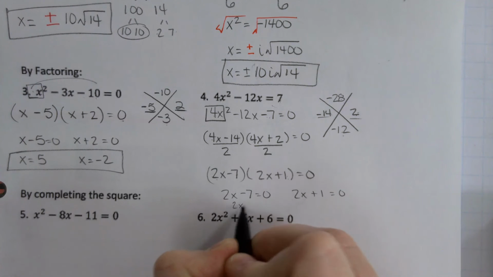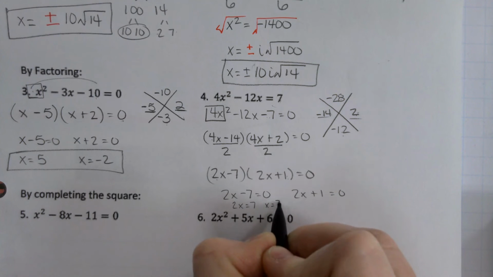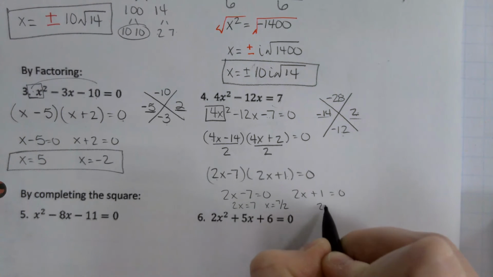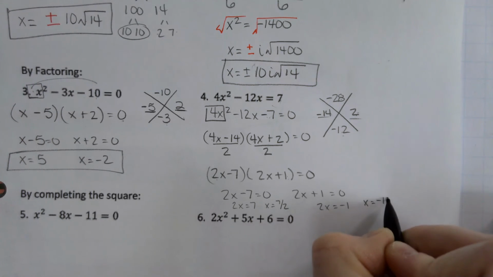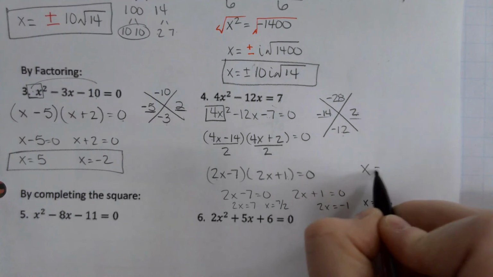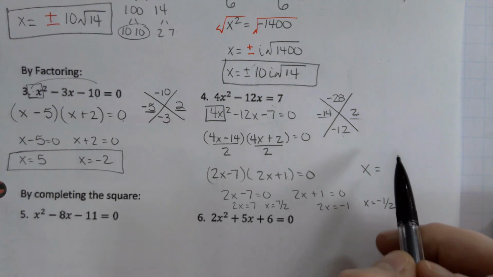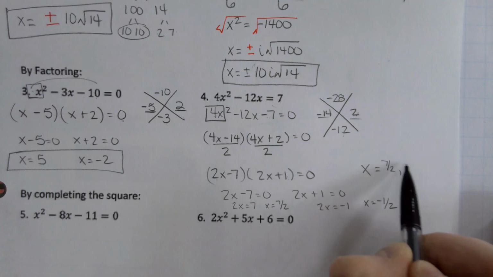So 2x equals 7, x equals 7 halves. 2x equals negative 1, x equals negative 1 half. So my answers would be x equals 7 halves, comma, negative 1 half.